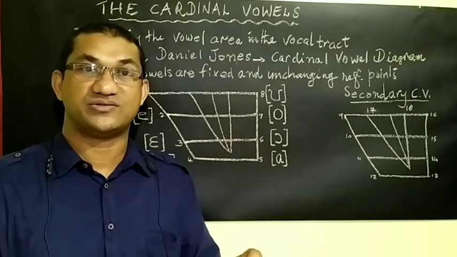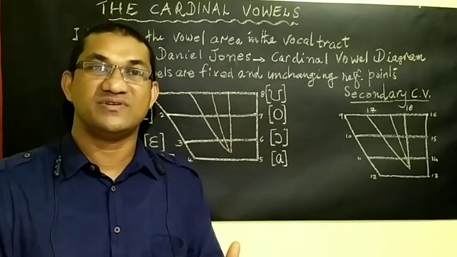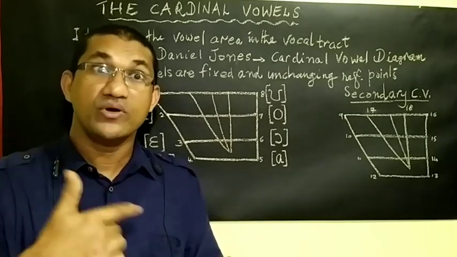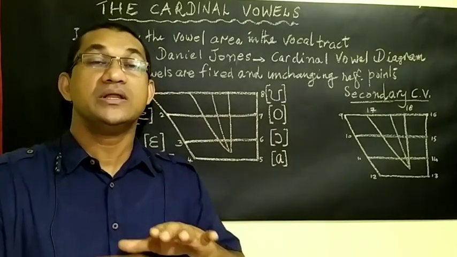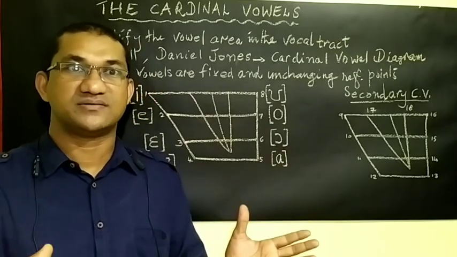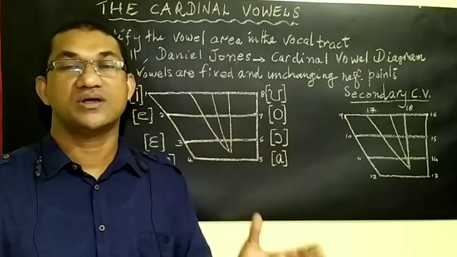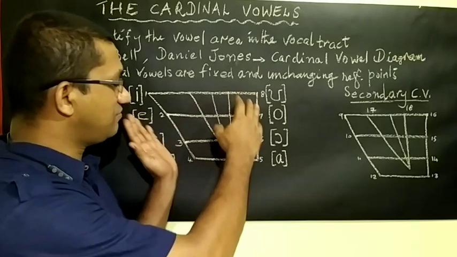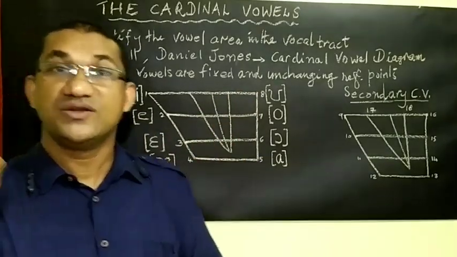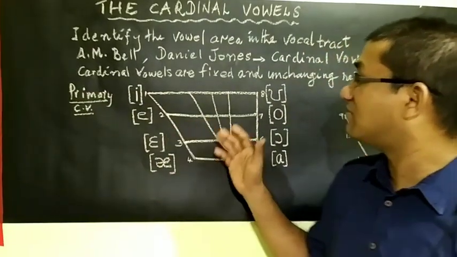Now the next factor is of course the rounding of the lips. Some vowels are articulated with rounding of the lips, some without rounding, with spread lips. So these are the important factors. To help us understand these 3 points, of course we have the cardinal vowel chart, and it was Daniel Jones who came forward with the cardinal vowel chart.